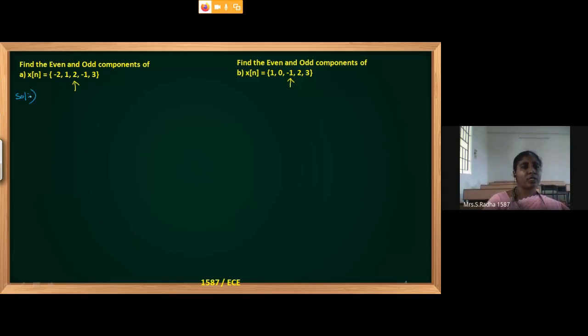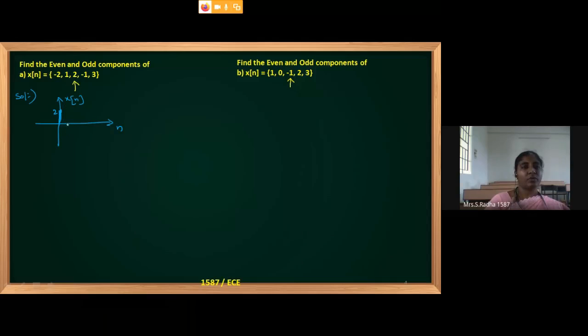First, try to draw the diagram for the given x of n. Okay, positive n. The arrow mark indicates that is the height at origin, 2 units. The arrow mark indicates this is n equal to 0, the origin.